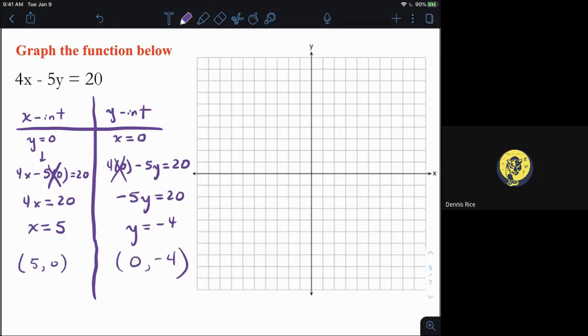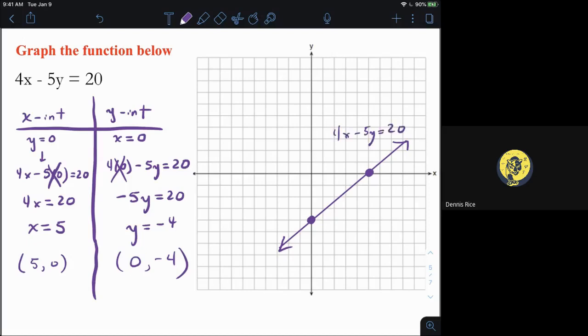That's the y value. So now I'm going to plot 5, 0. X-intercept, it makes sense. It's on the x-axis, right? And secondly, I'm going to plot the y-intercept. 1, 2, 3, 4. Makes sense. It's on the y-axis. Now that I have 2 points, I'm going to connect them with a straight line and put arrows on either end, as always, to indicate that, hey, this relationship continues on. And I'll label it.